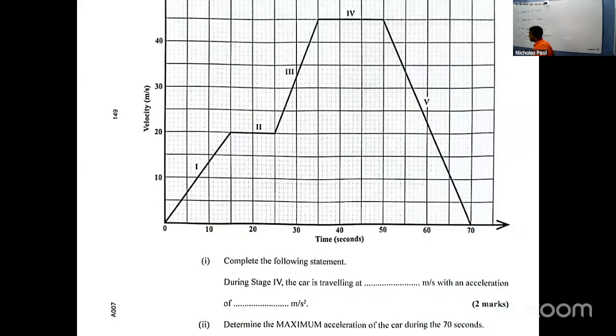During stage 4, the car, I'm going to rush. I know. I said, yeah. But let's get one more question on this. So far, we're doing speed time, right?